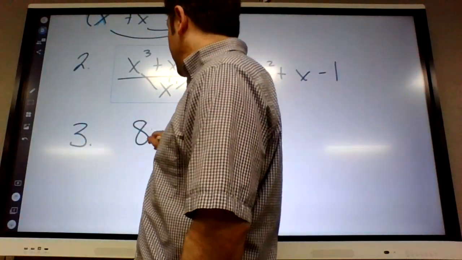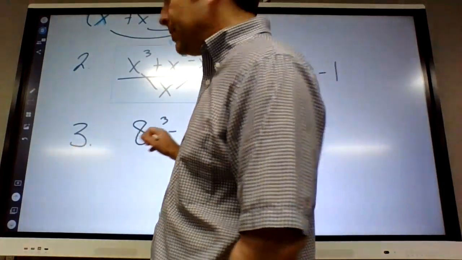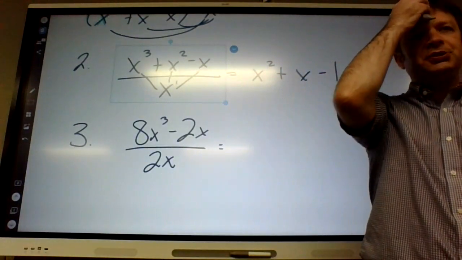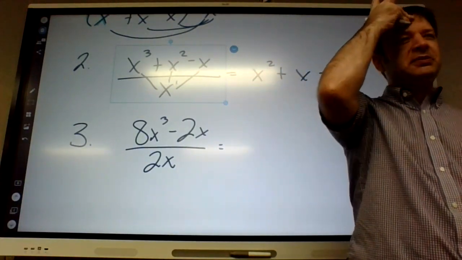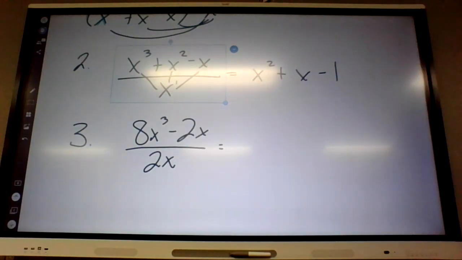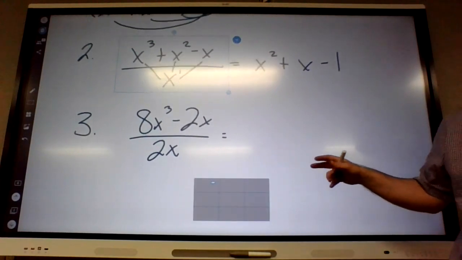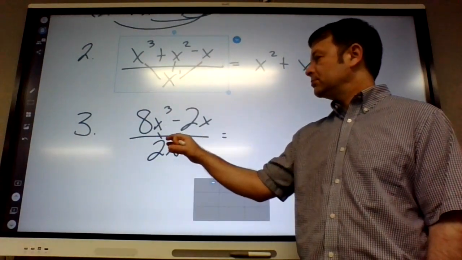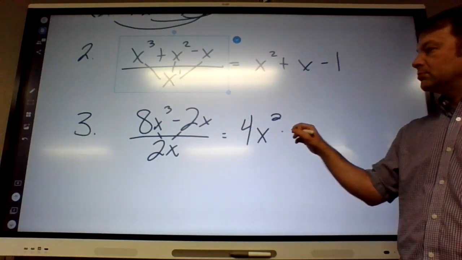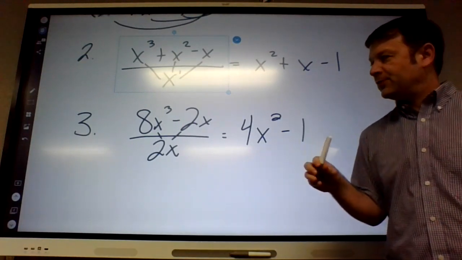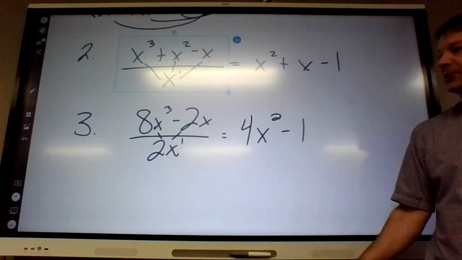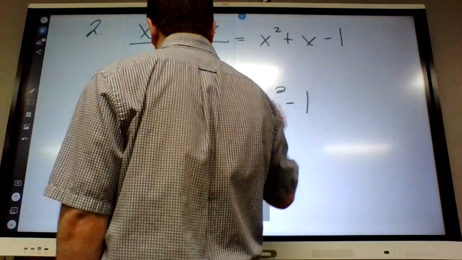I'm going to keep writing it in division bar form. Let's see. Where did we stop? I think Bo actually was where we stopped. So, Jonathan, what would this one become? 4x to the second minus 1. Right. 8 divided by 2 is 4. And then x cubed divided by x, or x to the 1. You subtract the exponents. 2x divided by 2x is 1.